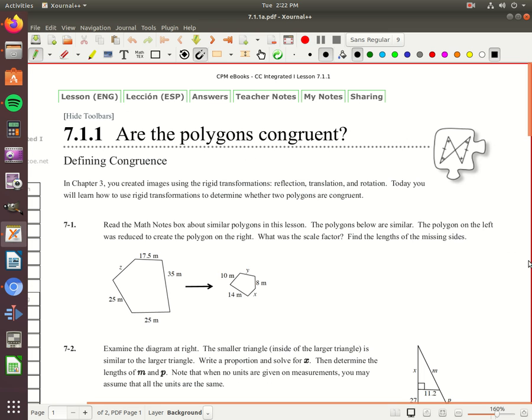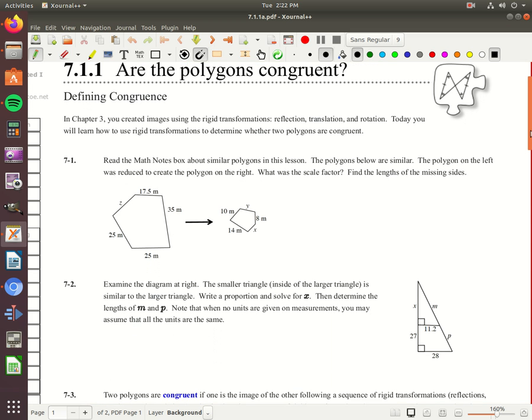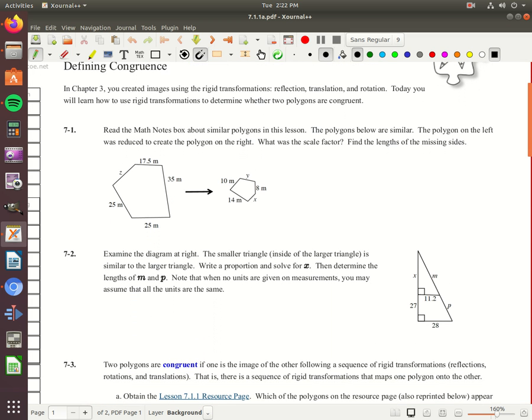What does congruence mean, and how do we tell if a triangle is congruent, some shortcuts, etc. for telling that. It says in chapter 3, you created images using the rigid transformations of reflection, translation, and rotation. Today, you will learn how to use rigid transformations to determine whether two polygons are congruent. Read the math notes box about similar polygons in this lesson.